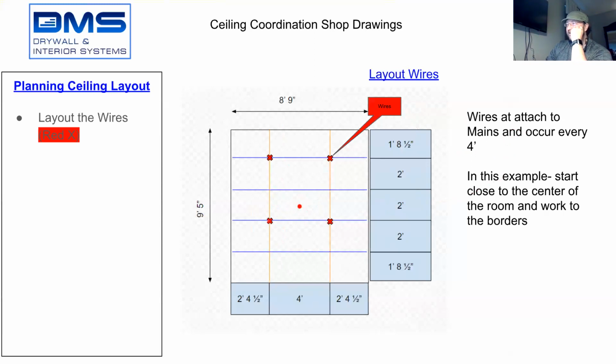So put a wire here, 4 feet this direction, a wire. 4 feet this direction, I'm at the edge of the wall and no wire is required because it's attaching to the wall. 4 feet this direction needs a wire, and 4 feet this direction needs a wire. So there'll be 4 wires placed in this ceiling to support this ceiling structure.